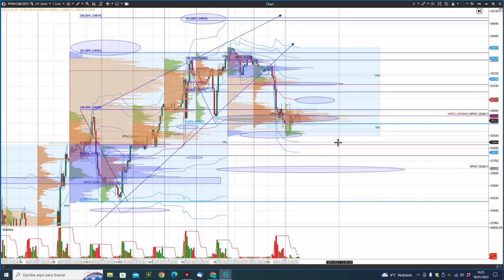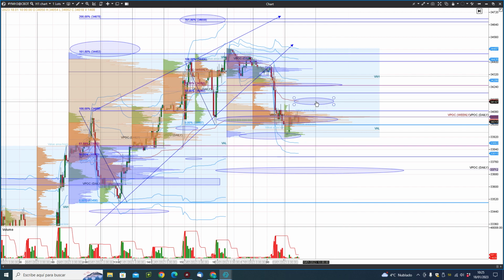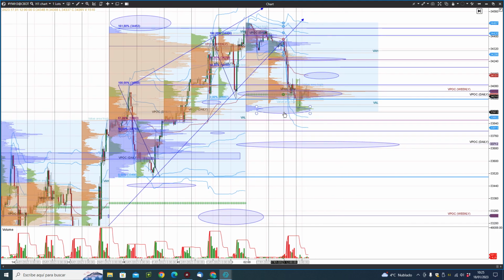And then, what are the targets for today? Upper targets, current weekly VWAP, now in 34,51, and in second place, this peak of volume, this high volume node, in 34,256. In case of breaking in the lower zone, we could go to this peak of volume. It's exactly on a daily, a naked daily VPOC. It's about 33,715.